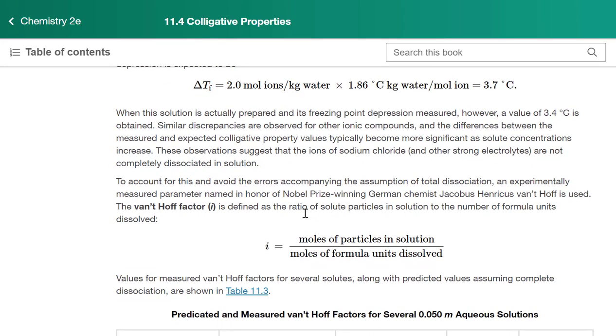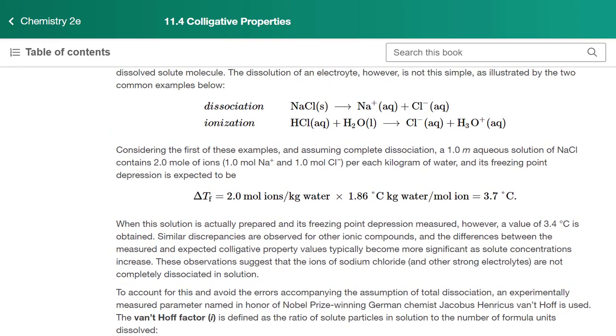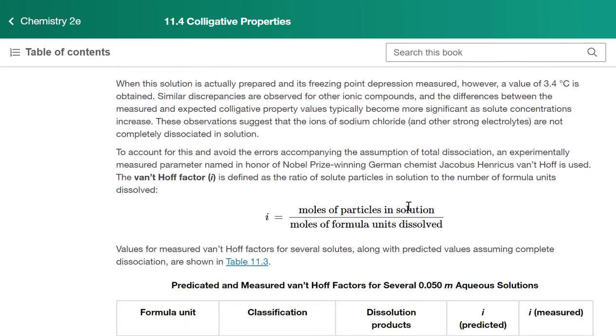The technical term for what we're doing here is called the Van't Hoff factor. It's the ratio of solute particles to the formula unit that is dissolved. So for the case of sodium chloride, you have one formula unit and you have two particles per formula unit. So you would have basically 2 divided by 1, so you'd have a Van't Hoff factor of 2 in that case.